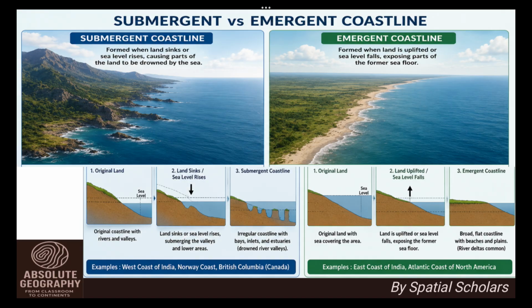An emergent coastline, on the other hand, is just the opposite. It forms when the land is uplifted or the sea level falls, exposing portions of the former sea floor. Since the exposed sea floor is generally broad and gently sloping, emergent coastlines are usually wider, flatter, and straighter. This single difference explains many of the contrasting features between India's western and eastern coast. There are some other coastal landforms that you must know.